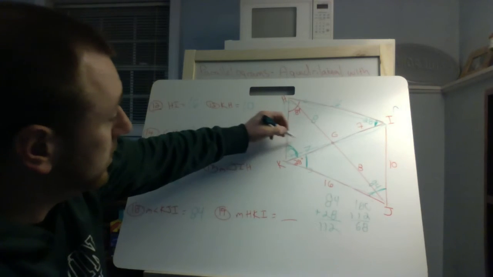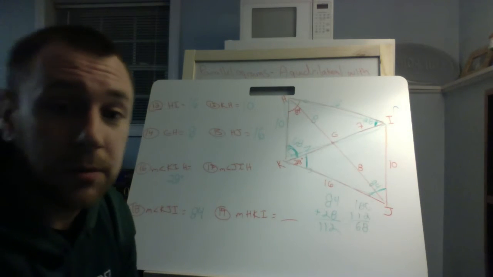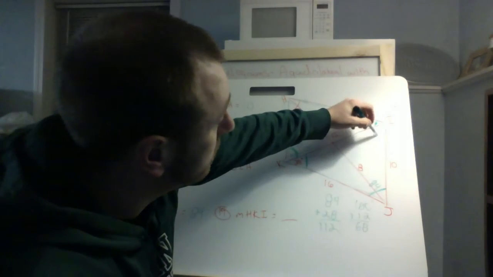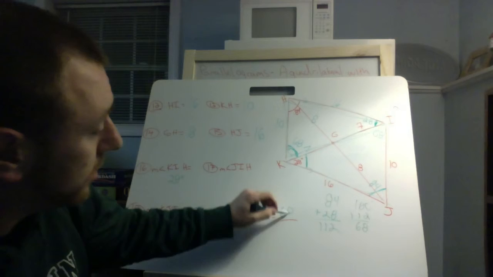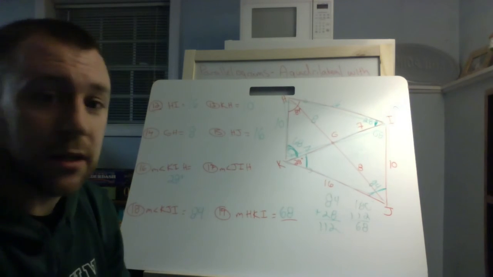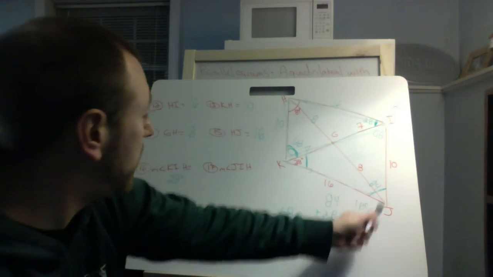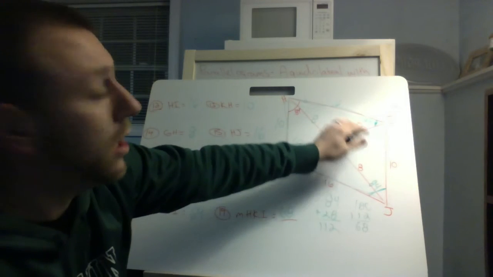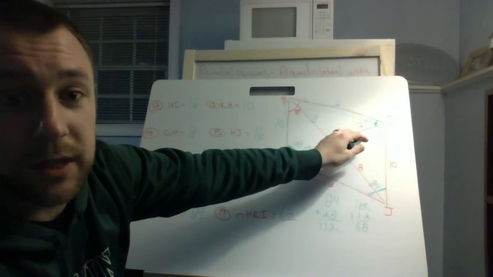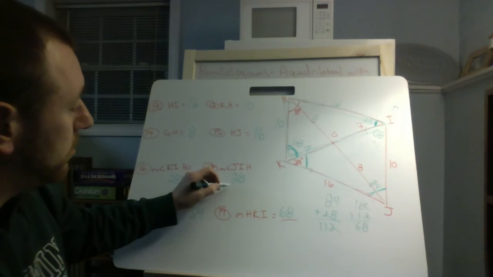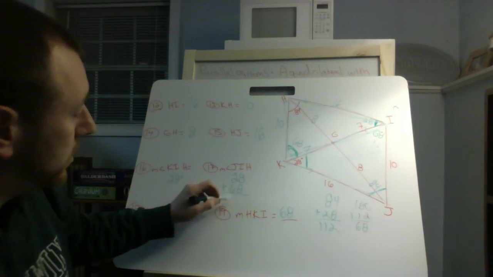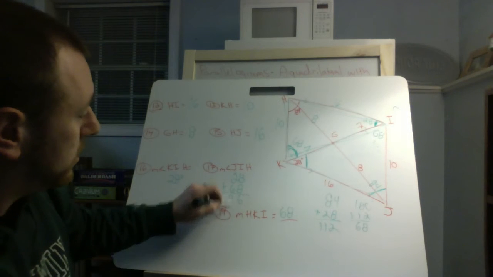So this is 68 degrees, which means the other side is 68 degrees, alternate interior angles there. So this is 68. Well, now let's go back to here. JIH. Oh, that's those 2 angles, the 28 and the 68, put together. So I'm going to do 28 plus 68. I'm going to get 96.